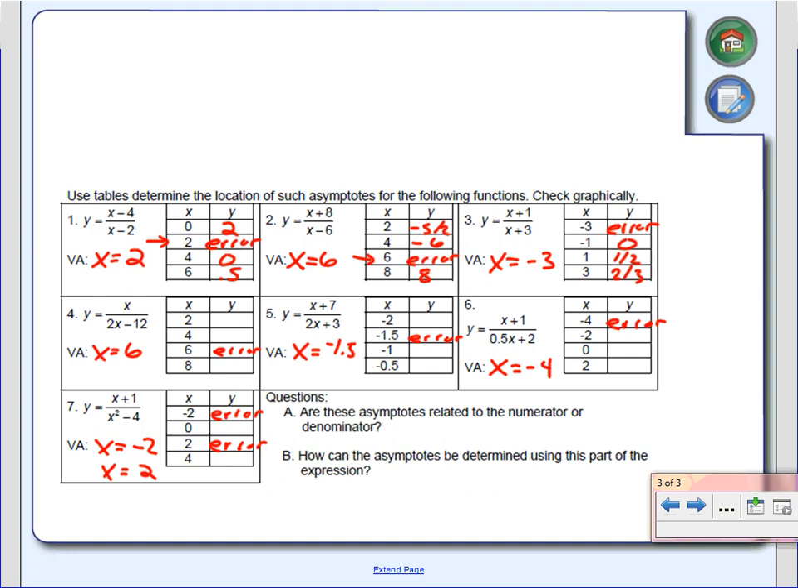Now later on when you get into pre-cal, you may have 3 vertical asymptotes. You may have 4. Right now we're going to stick to no more than 2. That's what we're going to stick to. All right, so these are all the vertical asymptotes.